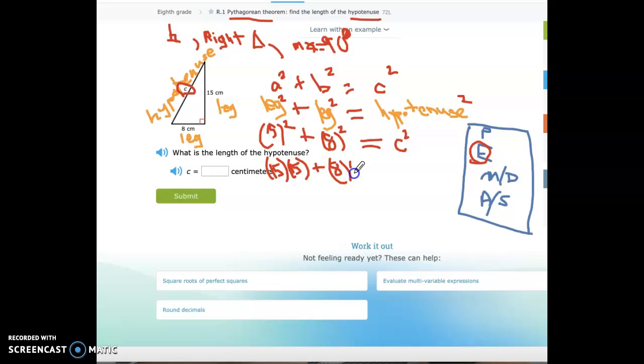All right, is equal to c squared. So on here, 15 times 15, if you punch it into your calculator, I believe it's 225. Let me double check that. And yes, I have 225.